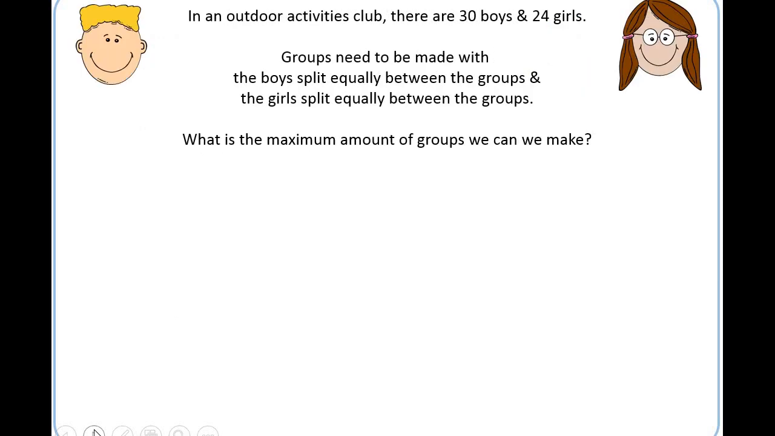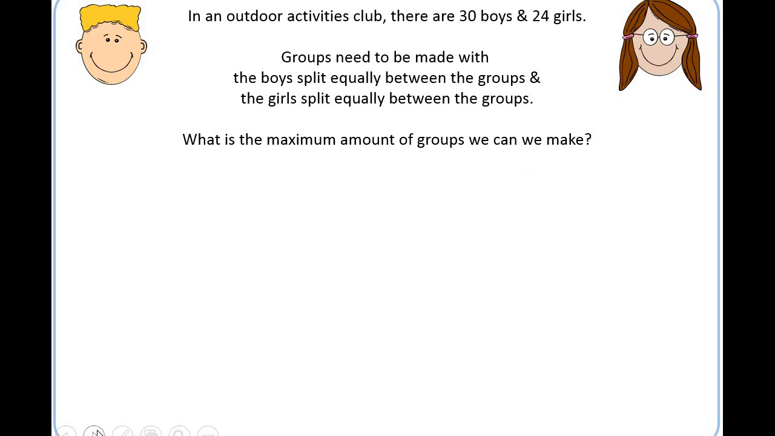Okay, let's have a look at a couple more. We've got an outdoor activity club. There are 30 boys and 24 girls. Groups need to be made with the boys split equally between the groups. So I've got to have the same number of boys in each group and the same number of girls in each group. What's the maximum amount of groups we can make?